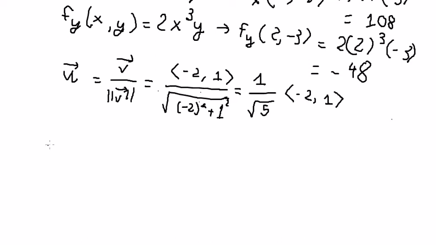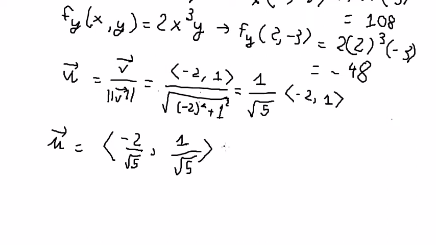So we got about vector u. We have this one multiplied with negative 2 and 1. And this one equal to cosine theta, sine theta.